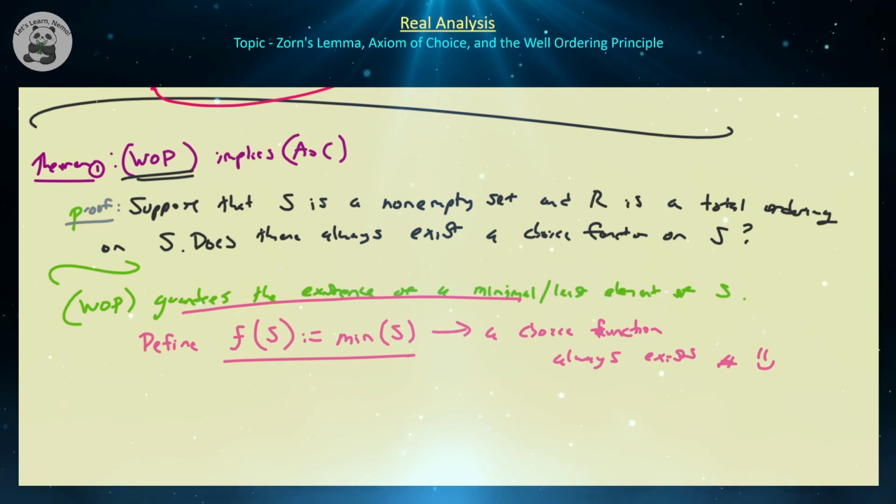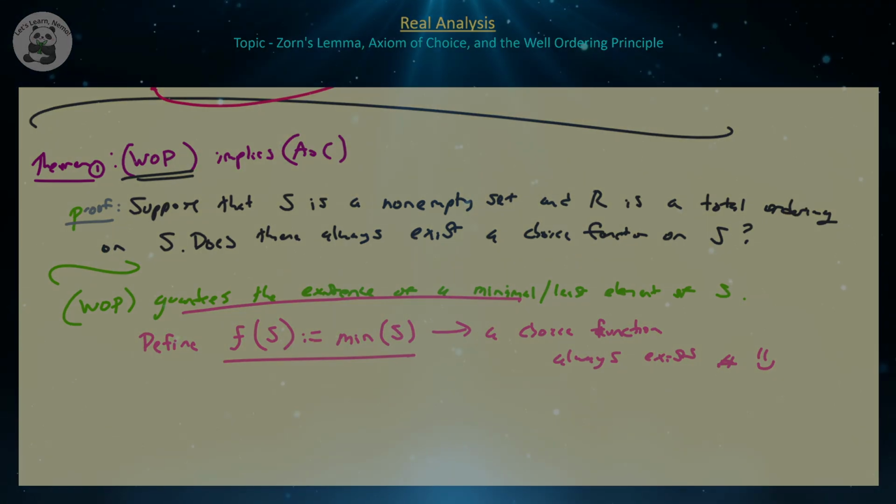Now notice that there could be other ways I could define this, right? Because we're not claiming that a unique choice function exists. The axiom of choice says that there exists a choice function, not necessarily unique, remember, right? And since we're guaranteed a minimal element for this set, we can always define our choice function. Give me a set, I'll return the minimum of that set, which always exists by assumption, right? So that's the first thing. We have that the well-ordering principle implies the axiom of choice.